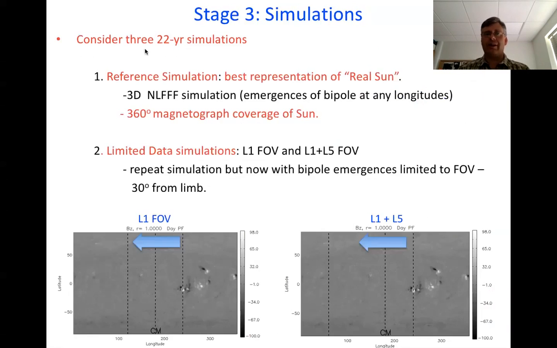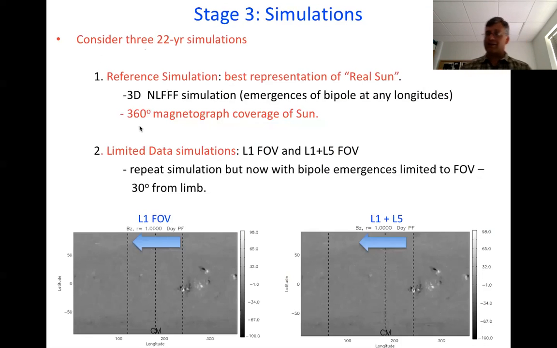Now, the first simulation I'm going to run, I'm going to call the reference sun simulation. In particular, this is the best representation that the model could produce of what is happening in the real sun at its present stage of development. So it's going to be a 22-year-long, three-dimensional nonlinear force-free field simulation. But for this simulation, we're going to pretend that we have a full 360-degree magnetograph coverage of the sun.